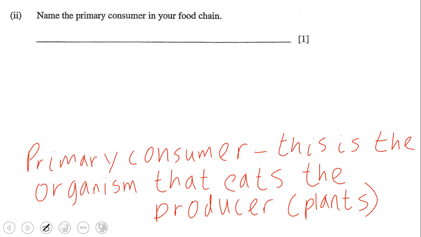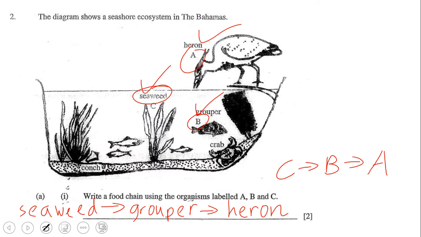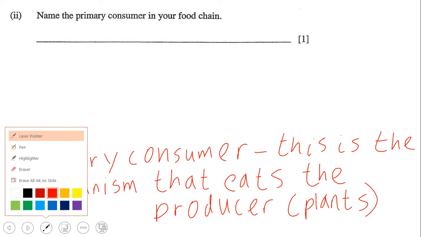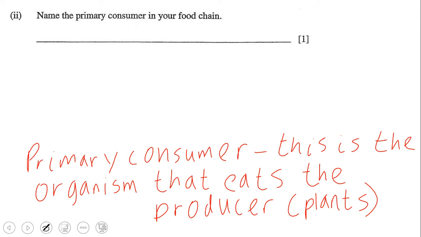So if we go back to our food chain, here we have the seaweed, the grouper, and the heron. Which organism eats the seaweed? Well, the grouper is the one that eats the producer, or the plant, the seaweed. So the grouper is the primary consumer because it eats the producer, and the correct answer is the grouper.